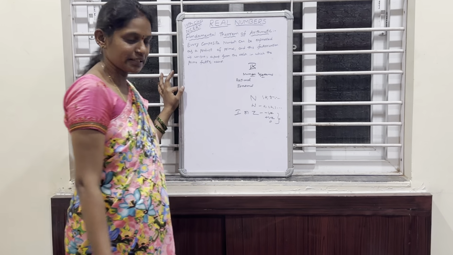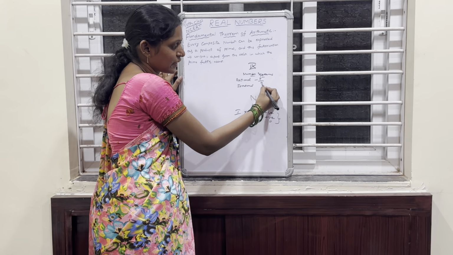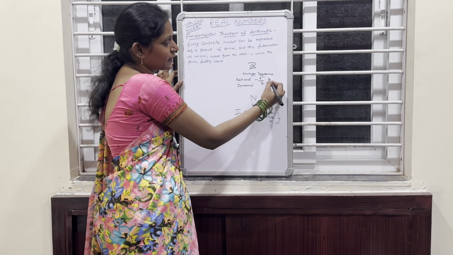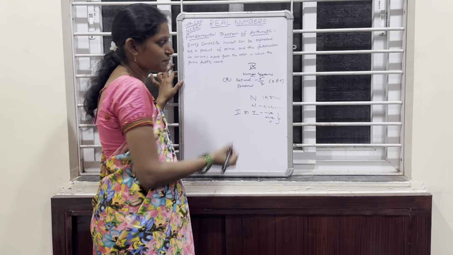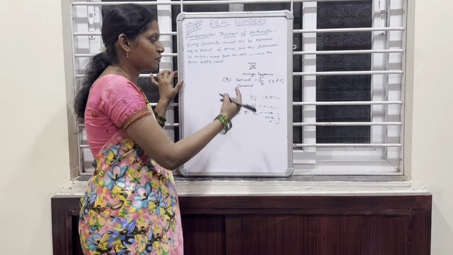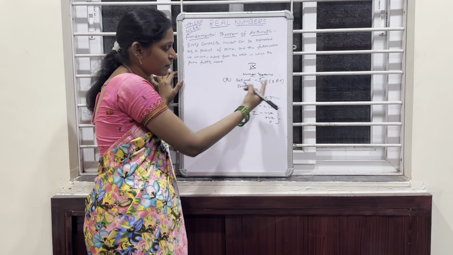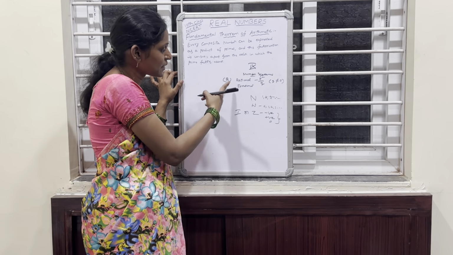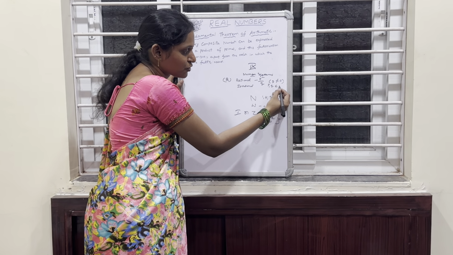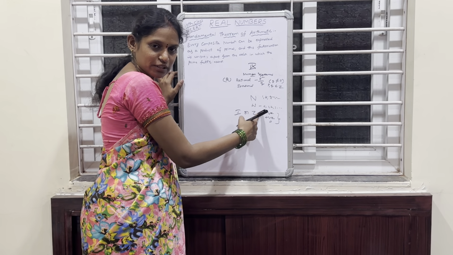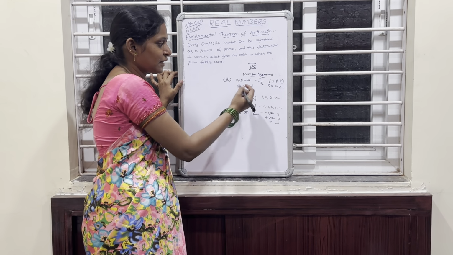These are all integers. And see here, rational numbers: the numbers which are in the form of p by q, where q is not equal to 0, are called rational numbers. Rational numbers representation is Q. And p and q belong to Z. Z means integers, so they may be negative, positive or 0.